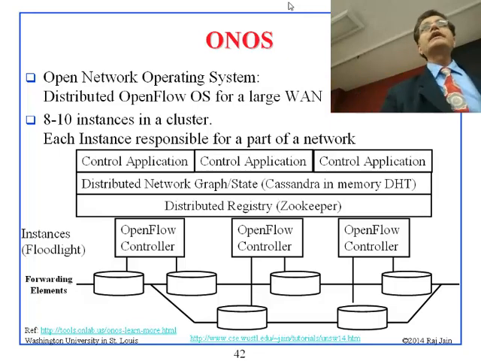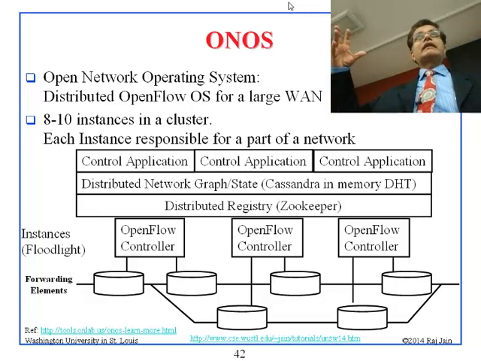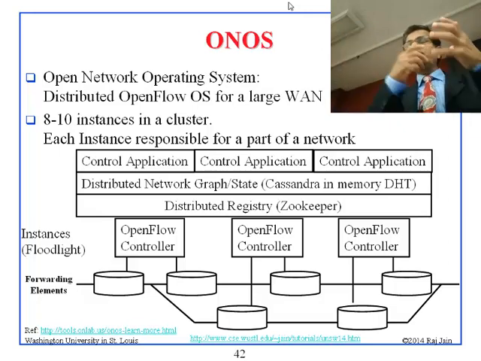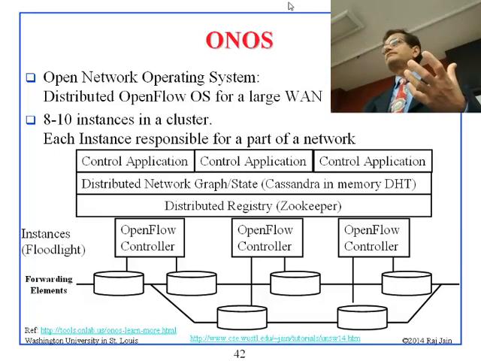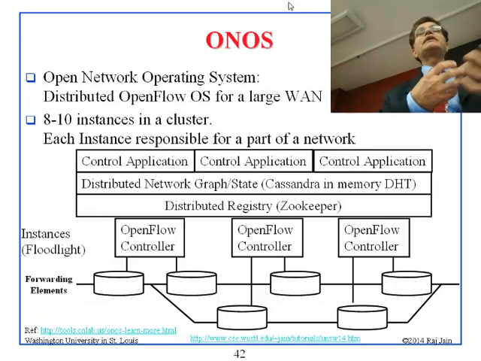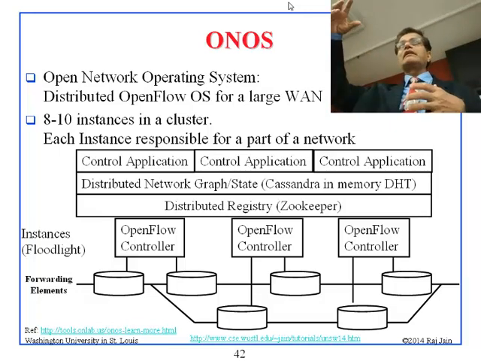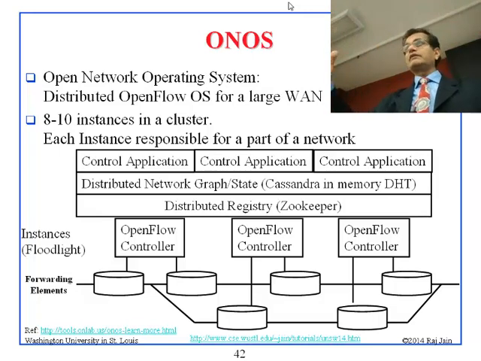Okay, so what we do is, because reliability is an issue, we make a cluster of controllers. In a cluster, you might have 8 to 10 controllers. Because it is a cluster, they somehow communicate with each other. So if any one goes down, the others can take over. Understand? So this is how the reliability is solved: even though everything is centralized, it is centralized in a distributed fashion, distributed to 8 or 10 controllers.